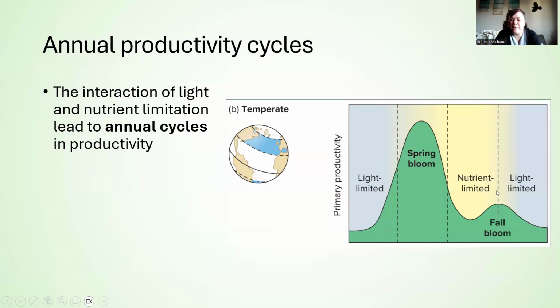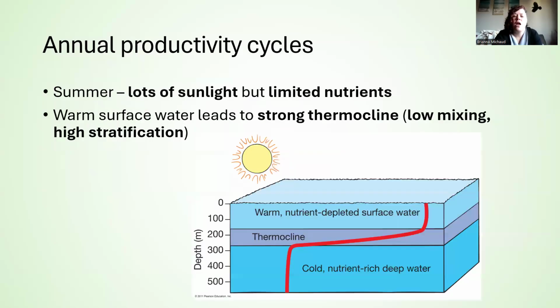You tend to get the same pattern if you are in temperate areas. Temperate areas are the areas in between the equator and the poles. Like we are in a temperate area here in California. So in the summer, for example, there's lots of sunlight, right? So light is definitely not limiting. You got plenty of sunlight, but you do have limited nutrients. And part of that is because there's not as much getting put in.